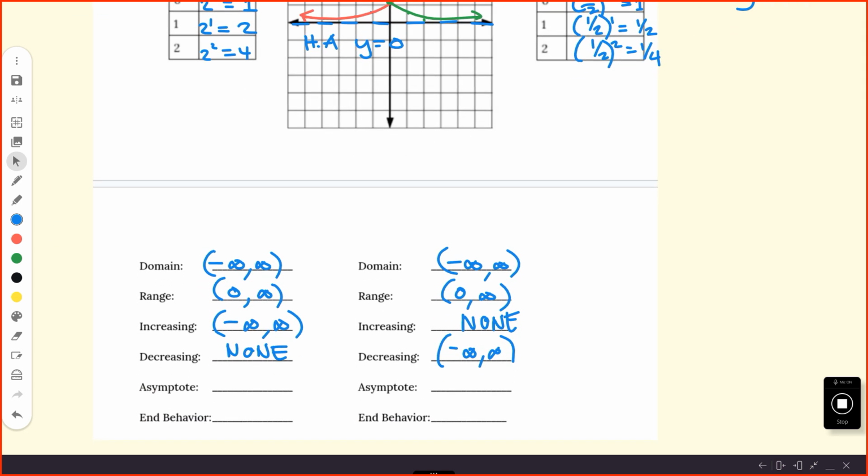Now, again, what is the asymptote for both graphs? Y equals 0. Do not write the number 0 because it's a line, so it should be an equation. Y equals 0. Okay, now what is the end behavior?